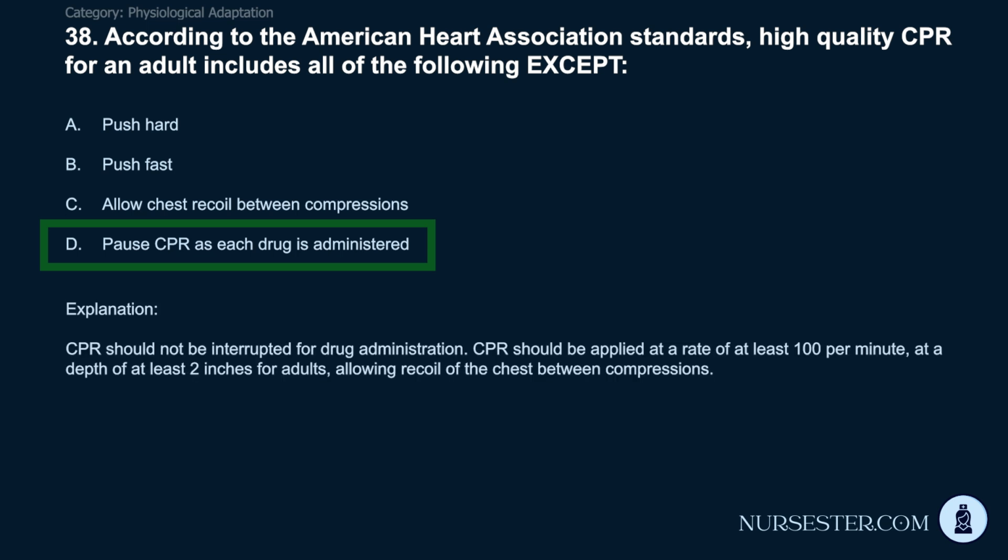CPR should not be interrupted for drug administration. CPR should be applied at a rate of at least 100 per minute, at a depth of at least 2 inches for adults, allowing recoil of the chest between compressions.